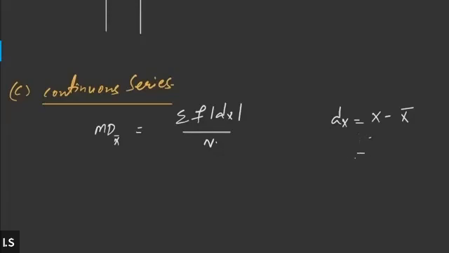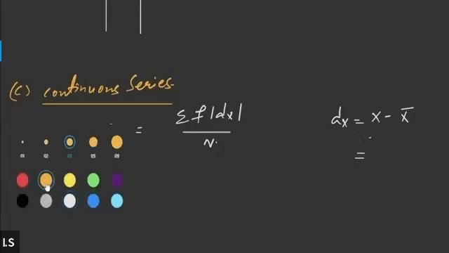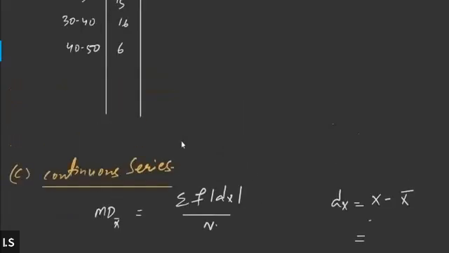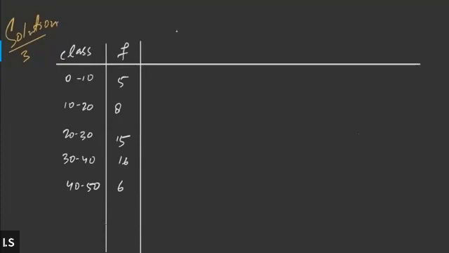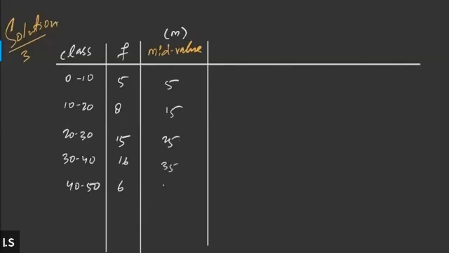Instead, because we don't have x, in order to overcome this limitation, we start calculating the mid value. We calculate the mid value of all the class intervals. So first of all, we will be calculating the mid values. Mid value is always indicated by m. The mid value of 0 to 10 will be 5. Then 10 to 20 it will be 15. Then 25, 35, and 45.